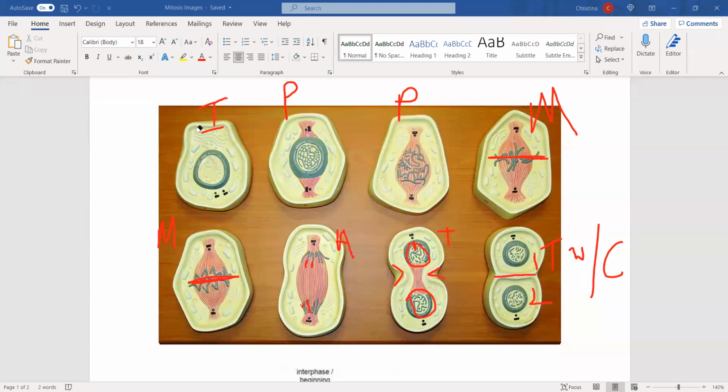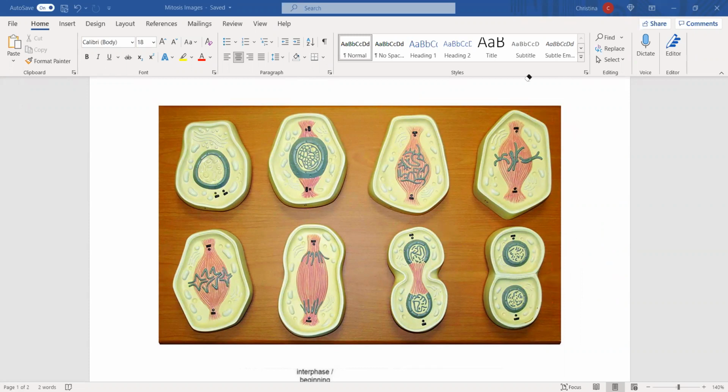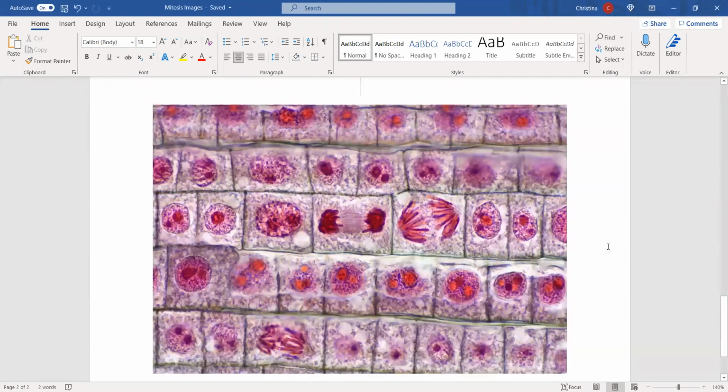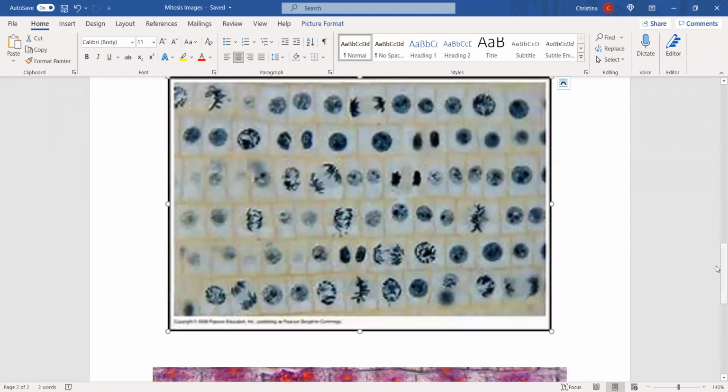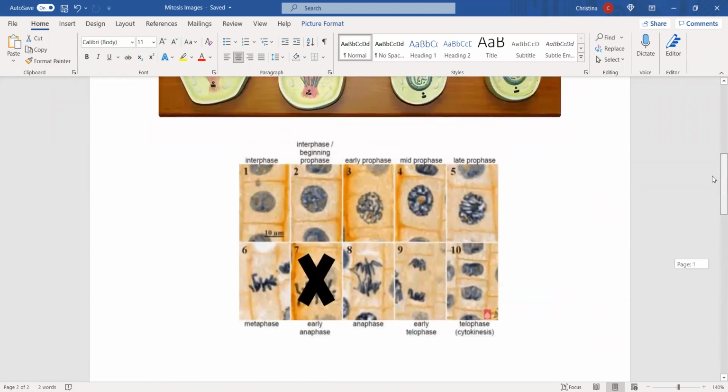Okay. Now let me erase all these. And we're going to review a few more just so this is perfectly clear. So going down to the next screen. Oops, I think I went too far. Hang on. Here we go. So now let's look at what these would look like under the microscope.